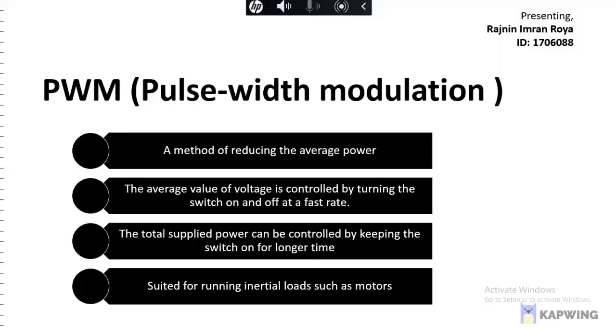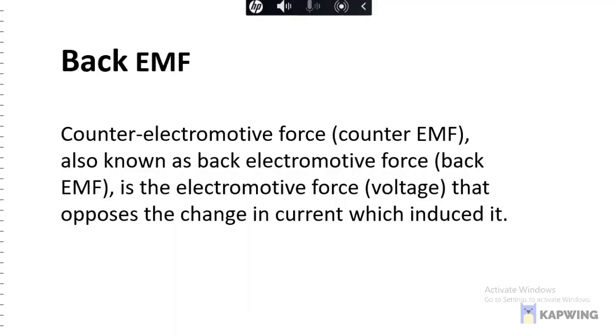Pulse width modulation, or pulse duration modulation, is a method of reducing the average power delivered by an electrical signal by effectively chopping it up into discrete parts. The average value of voltage fed to the load is controlled by turning the switch between supply and load on and off at a fast rate. We have used a BLDC motor in our project.